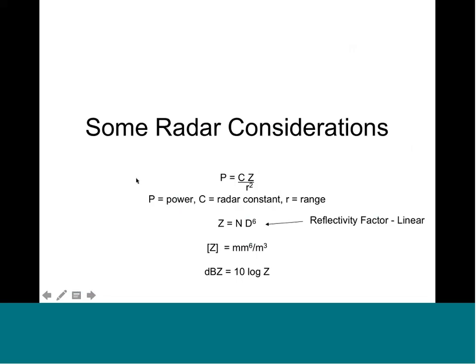Okay, let's change graph. So here's the radar equation. Here's power. Here's the radar constant. Here's reflectivity in units of millimeters to the sixth per cubic meter. And I call that the linear reflectivity factor because power is proportional to Z in a linear way. But we often talk about units of dBZ, where it's 10 log of this number. Z is equal to N D to the sixth, and we often take the log of it, multiply by 10, and call it decibels, just because of the large dynamic range.